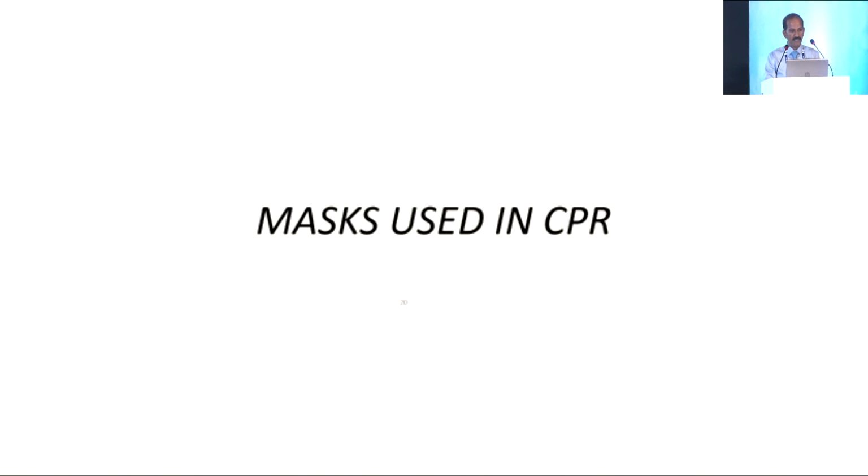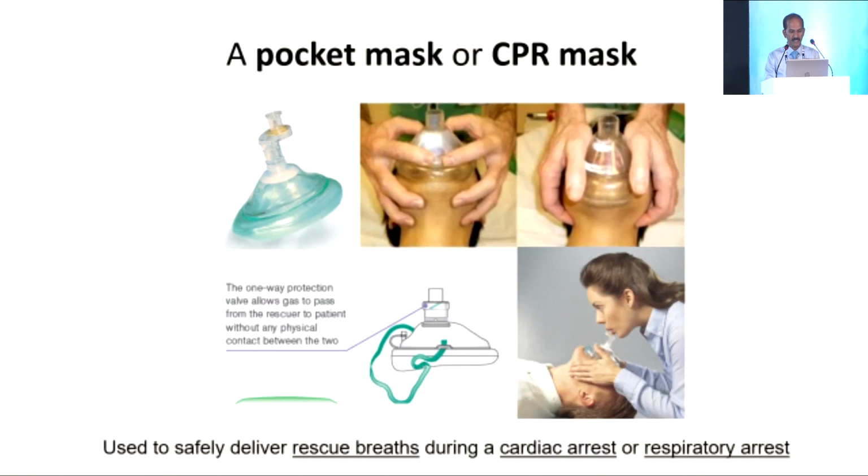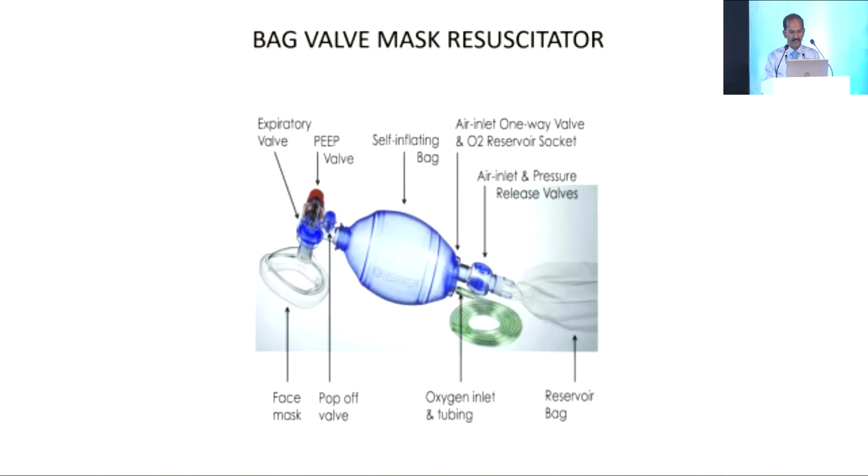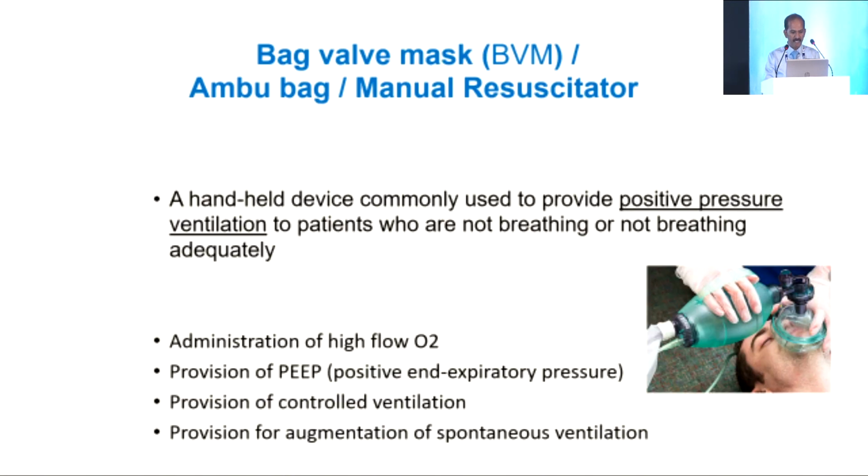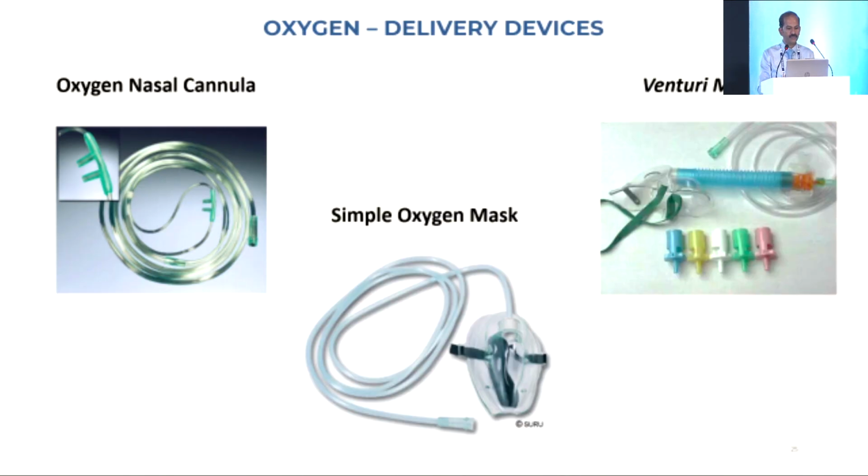So coming to CPR, the most important item is a mask. A pocket mask or a CPR mask is a must. It delivers rescue breaths during cardiac arrest or respiratory arrest. The next version of it would be the bag valve mask resuscitator, and this helps in giving positive pressure ventilation to the patient when the patient has a breathing difficulty. And of course, the oxygen delivery devices that connect to the oxygen cylinder: the oxygen nasal cannula, the simple oxygen mask, or the Venturi mask. Depending on the amount of oxygen that has to be delivered to the patient, you need to equip yourself with these masks.